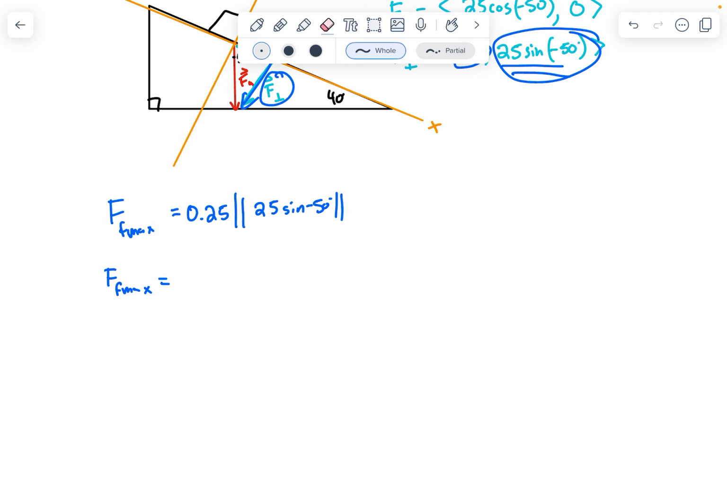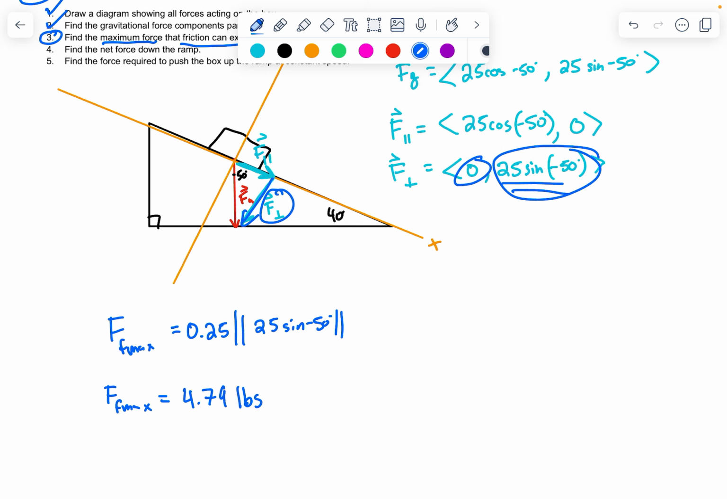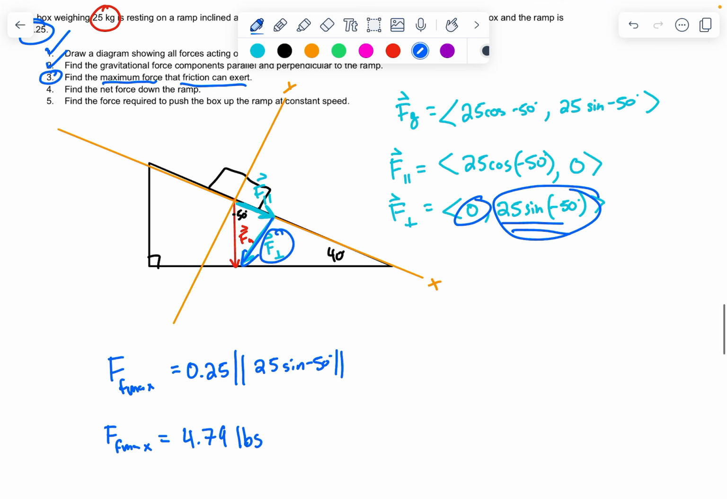This is fine not to have. We can put this into a calculator, so I'm going to say 0.25 times the magnitude of 25 sine negative 50. And so I'm getting that the maximum amount of force that friction can oppose is 4.79 pounds. Okay, so friction can oppose 4.79 pounds of force, and it can resist movement that much.